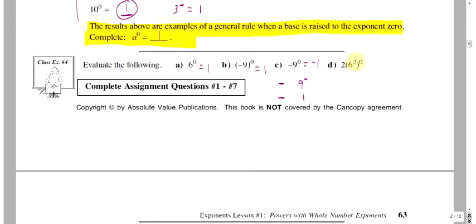6 squared to the 0 power. What's anything to the 0 power? That's 1. So I have 2 times 1 is 2. Or maybe you want to do this. Well, BEDMAS says do the brackets first. That's 6 squared, that's 36. But it's still to the 0 power. That's 1. 2 times 1, I get the same thing. Okay?